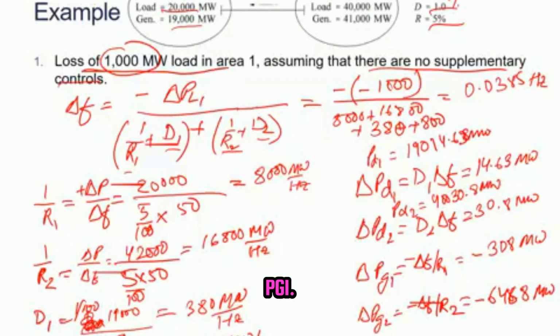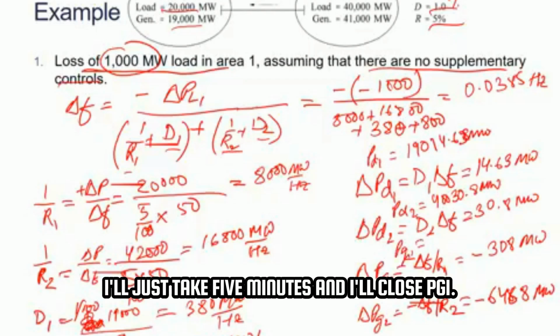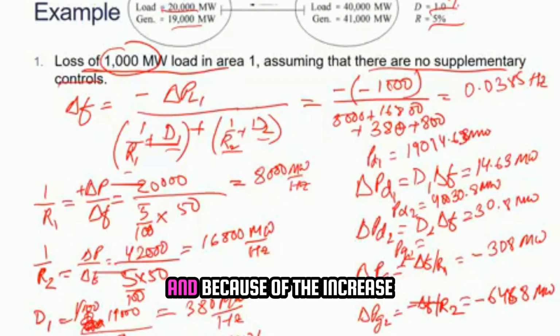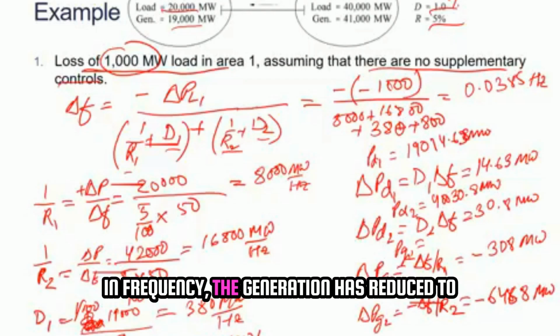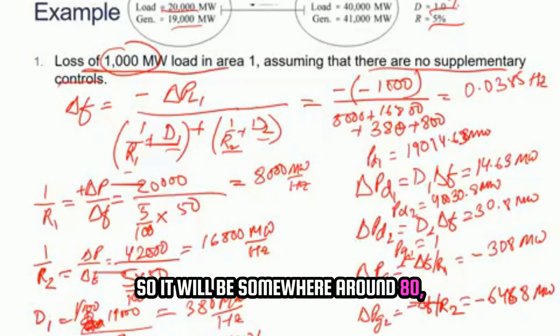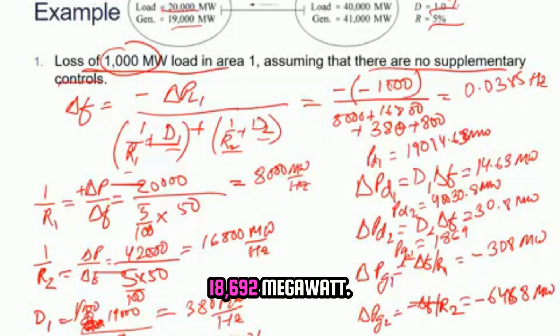PG1: initially the generation was 19,000 megawatt, and because of the increase in frequency, the generation has reduced by 308 megawatt. So it will be somewhere around 18,692 megawatt. Did I calculate it correctly?